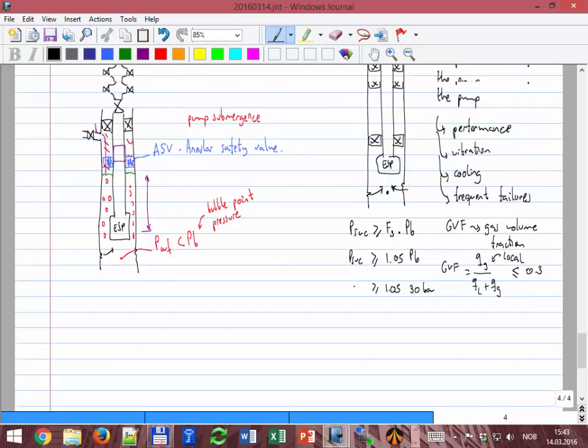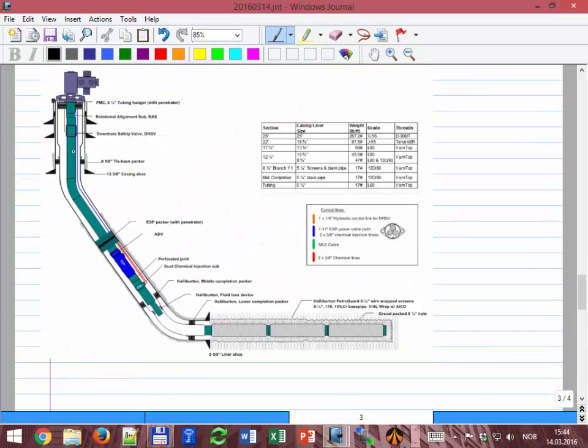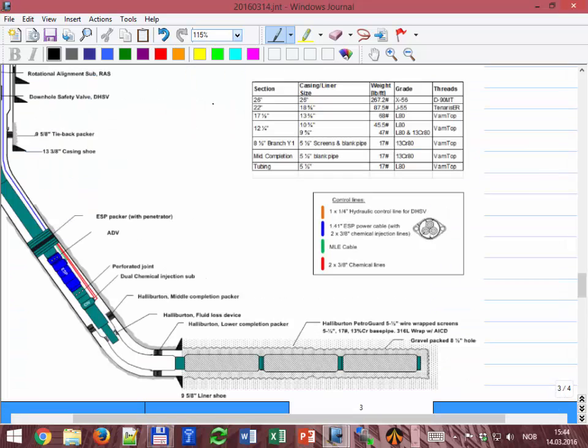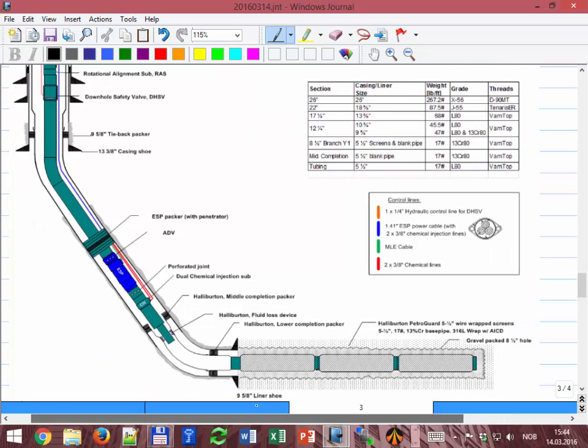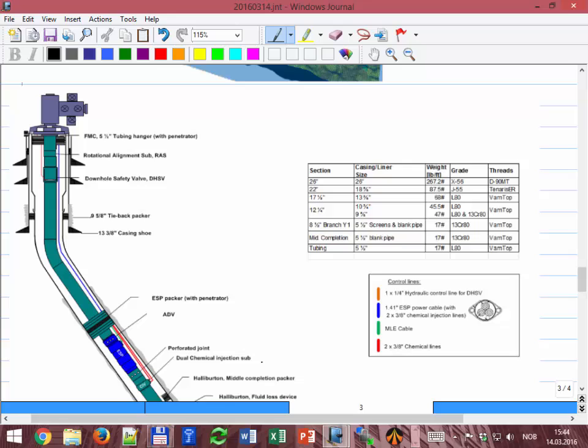And that's actually what they're doing, and I can show you now the picture of the completion. In the completion, you have a horizontal section that is completed with gravel pack, and then you have the suction of the pump. You also see here the cable that goes up from the top. There is actually one cable.